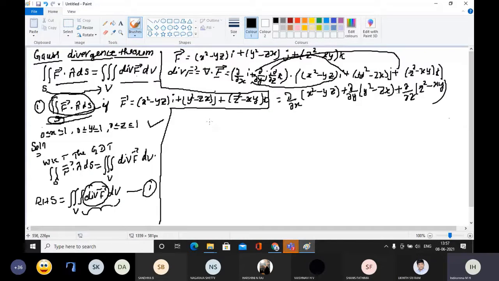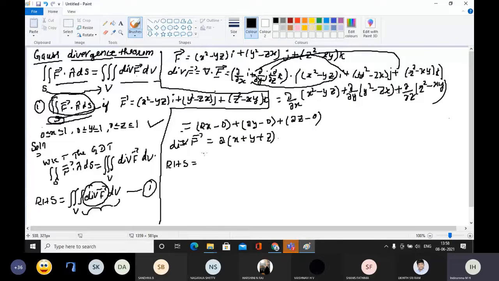Now do the differentiation. What is dou by dou x of x square? 2x. Minus dou by dou x of yz? 0. Plus dou by dou y of y square is 2y, minus 0, plus 2z, minus 0. So we obtain div f equals 2(x plus y plus z) after taking 2 common. Correct?